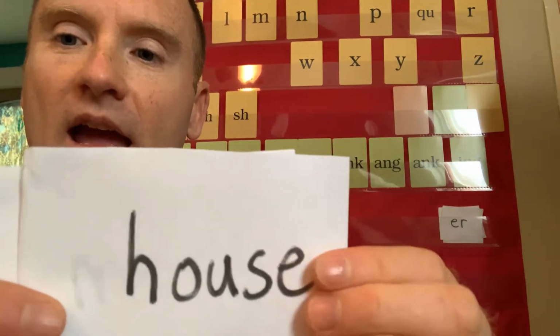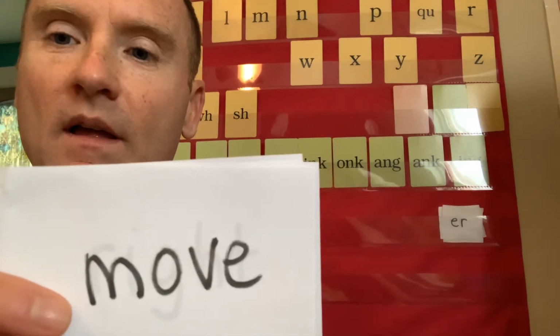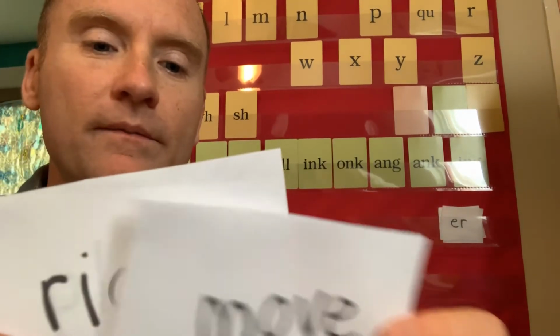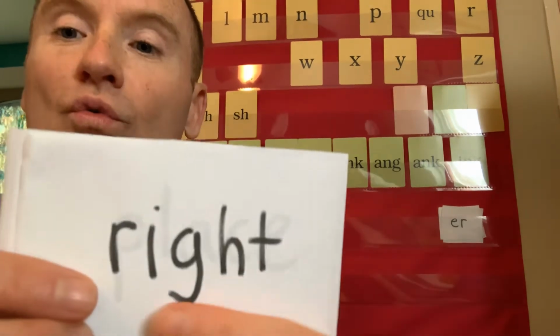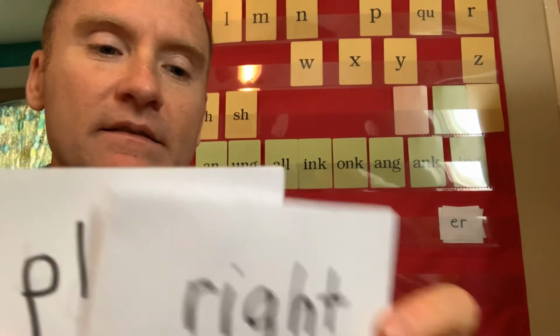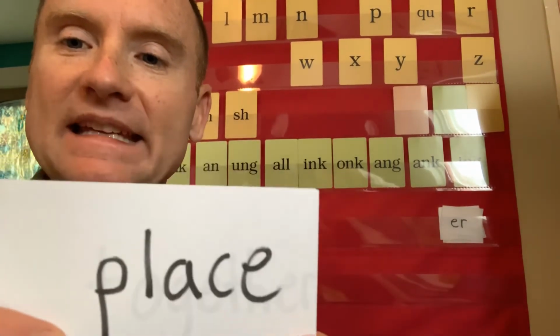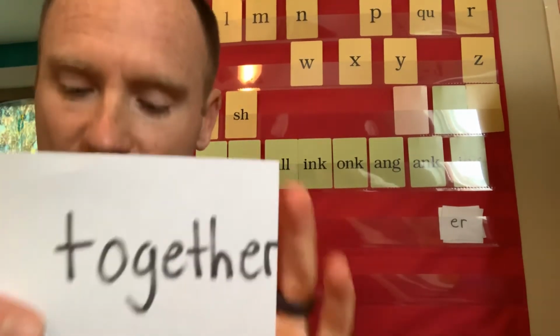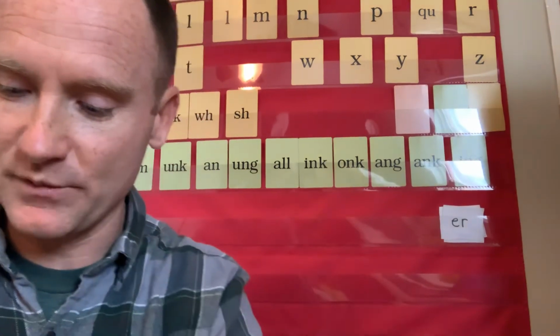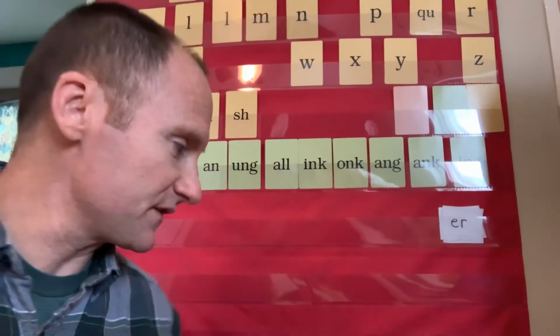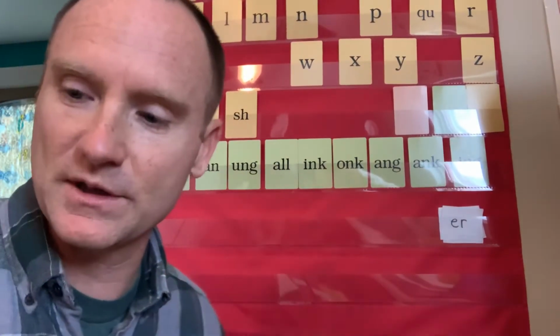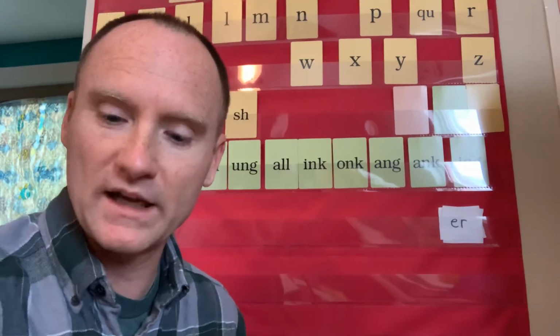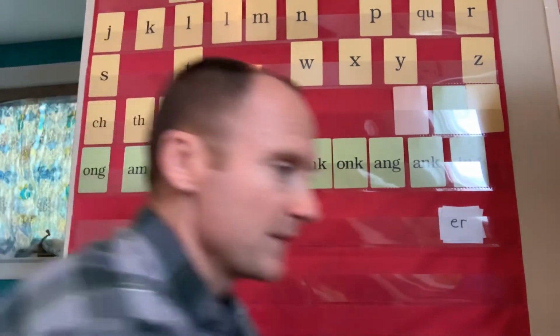Okay. House. Move. Right. Place. And together. Okay. If you can read those fast when you come across them in books, you don't have to sound them out. And that frees you up to do some of that hard breaking up words work that we do.